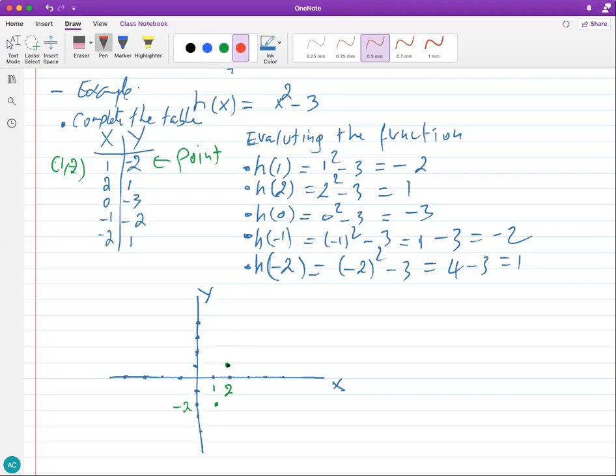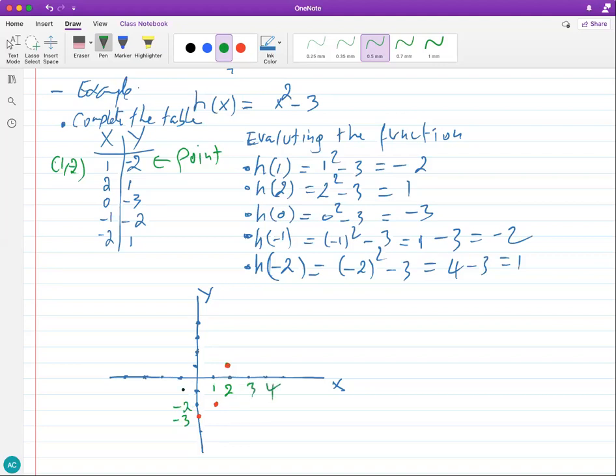Let me use a different color for the points. All right, now we need to go to 0, -3. Start from 0 in the middle and go down, right? Go down here to -3. This is -3.